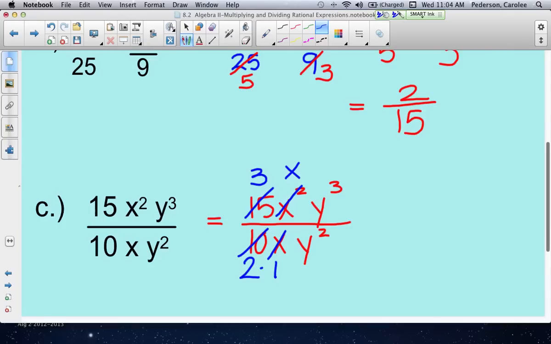Now we have 3 y's in the numerator, and we have 2 y's in the denominator. The greatest we can take out of there is 2 y's. So when I take 2 of those y's out, I'm left with a y. I take those 2 y's out, I'm left with a y.